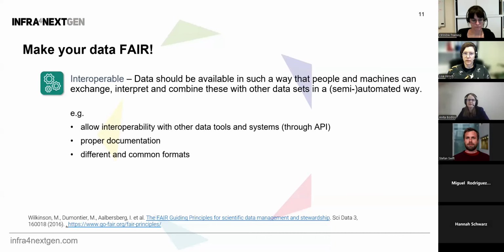The I in FAIR stands for Interoperable. This means that data should be available in such a way that people and machines can exchange, interpret, and combine these with other datasets in a semi-automated way. So, for instance, you should point out how your data is interoperable with other data. Data should allow for interoperability, for instance, with APIs from the side of machines.